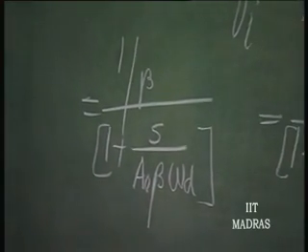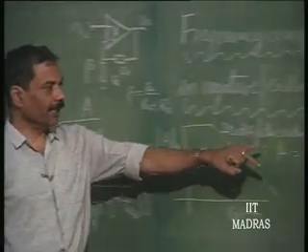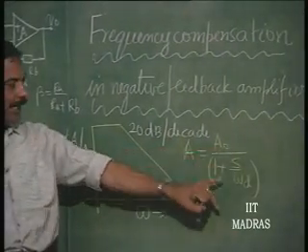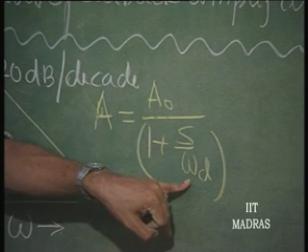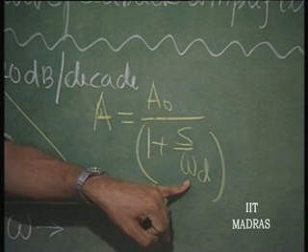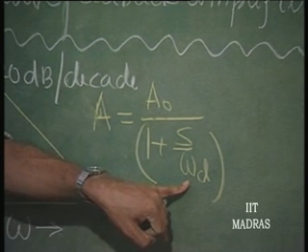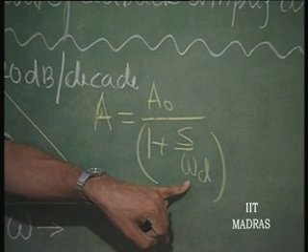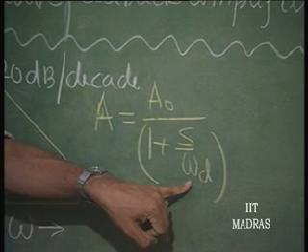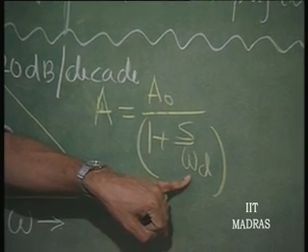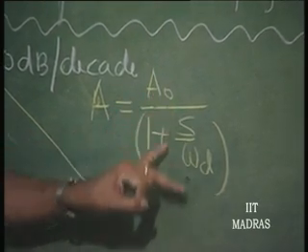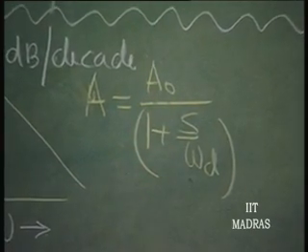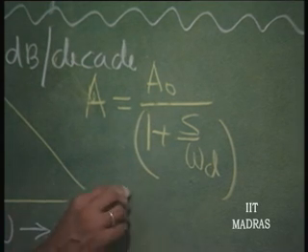Let us consider, we started with an amplifier whose gain was A naught, and this is called the bandwidth. Omega d is then the bandwidth, the point at which the gain falls to 1 over root 2 times the maximum, or it is also called the minus 3 dB point. The gain falls to 1 over root 2. So, this is the bandwidth.